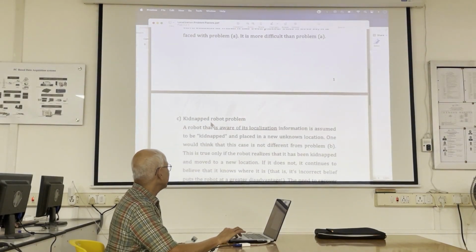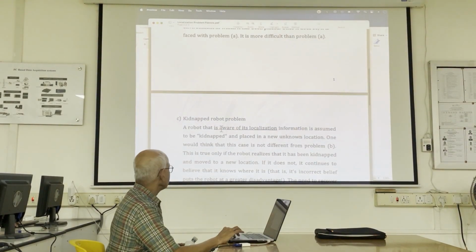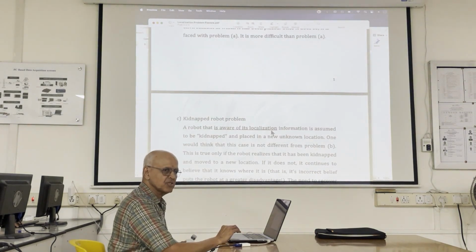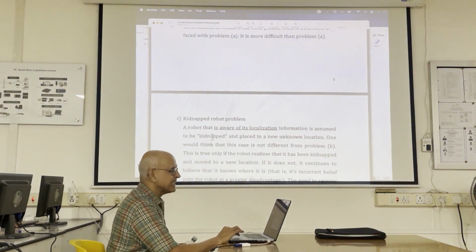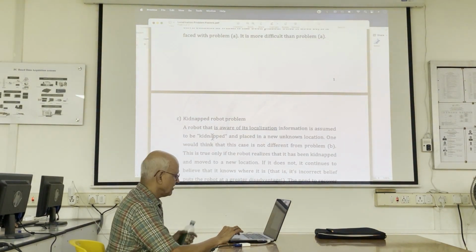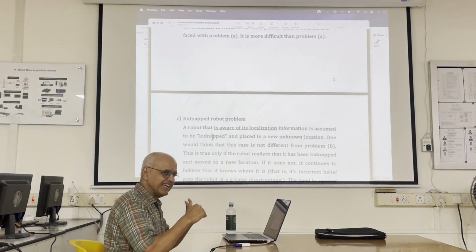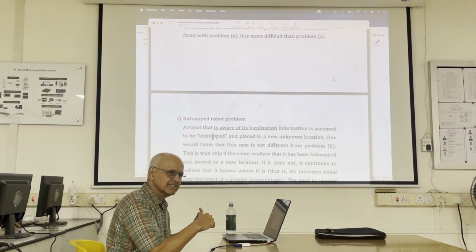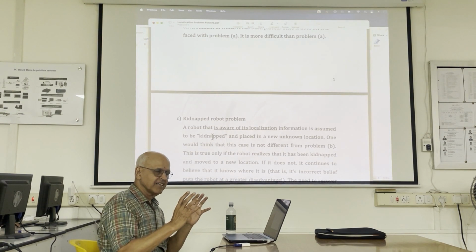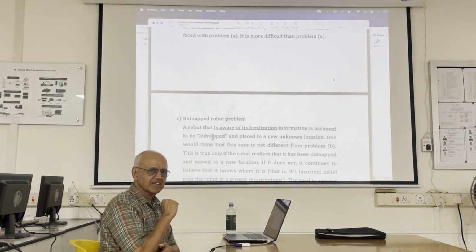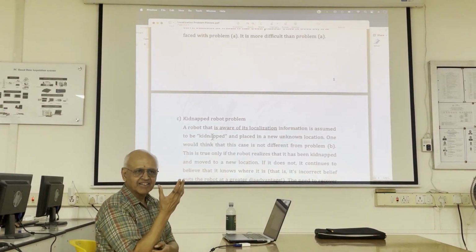It is a kidnapped robot problem. A robot that is aware of its localization. You're saying, oh, no, it's easier. Why is this the most difficult? It is assumed to be kidnapped. So kidnapped literally means somebody picked up the robot, it thinks it knows where it is. But you pick up the robot, right? It still thinks it is in the old position. That's the difference. So it's being misled, right?